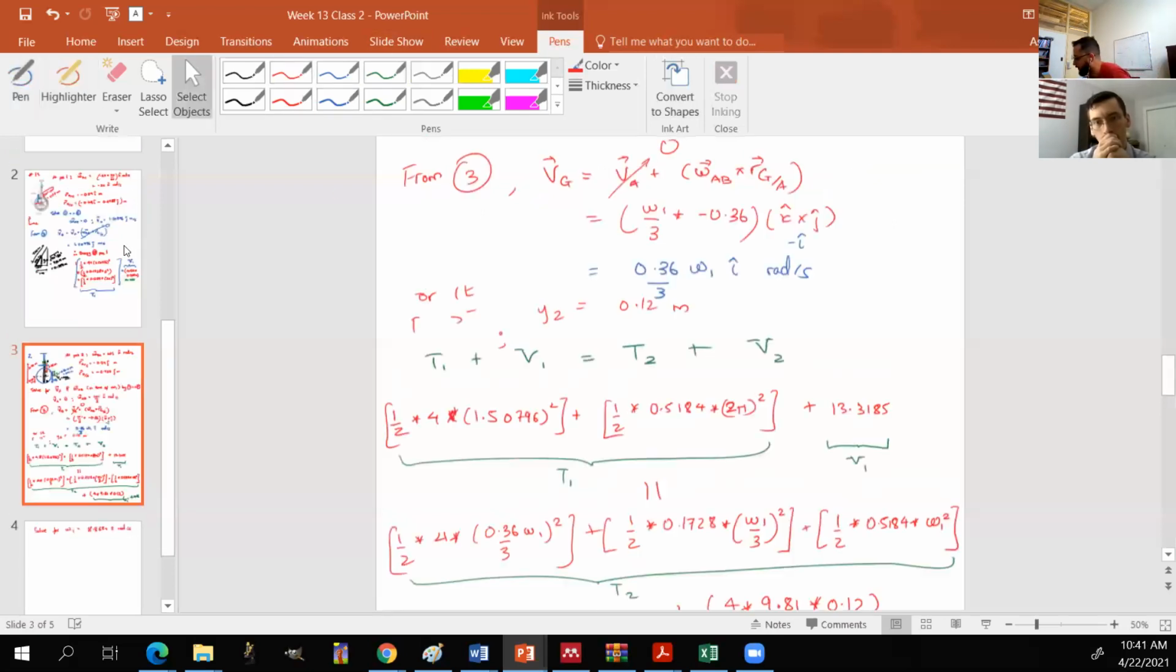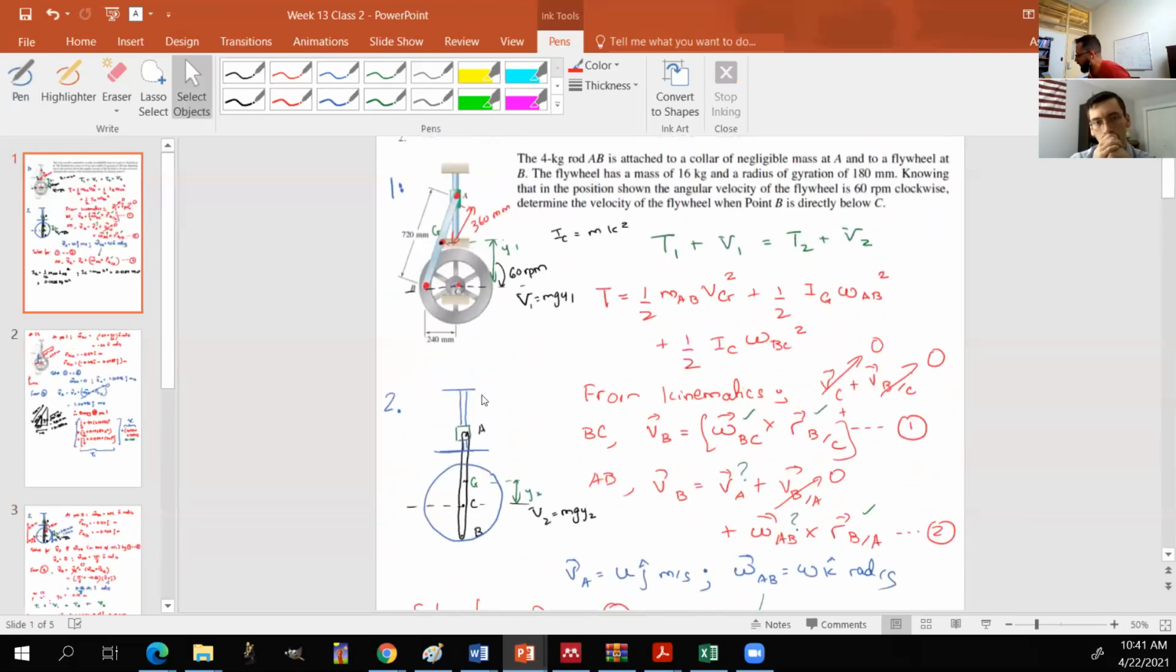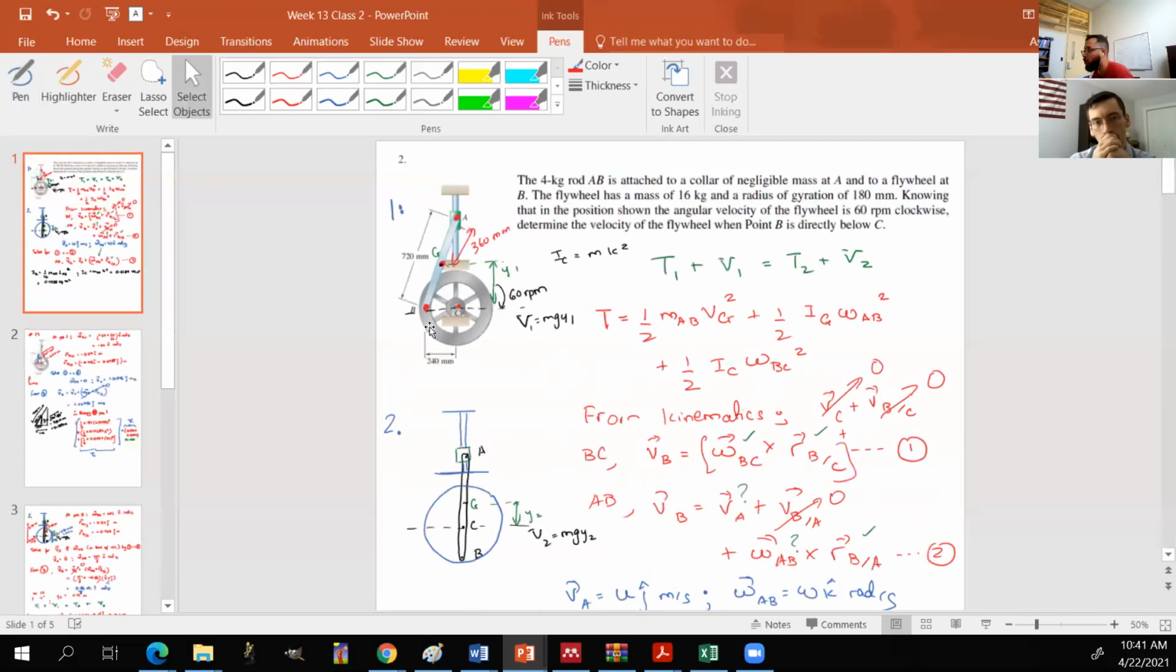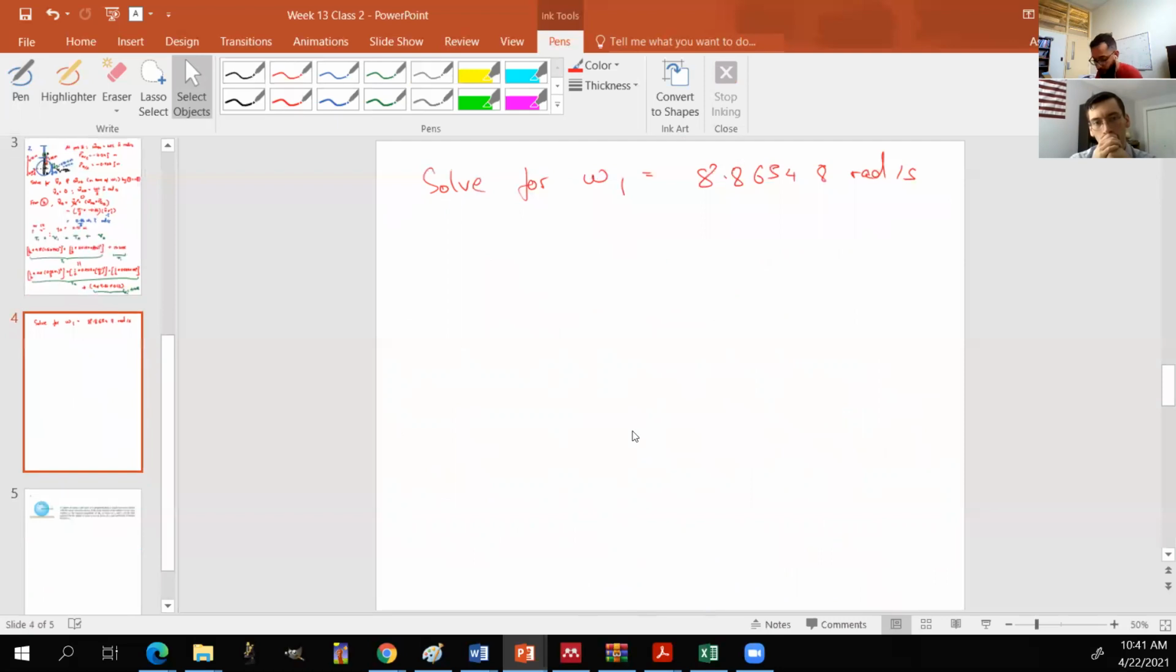So what you can assume is that because initially it's moving clockwise, when it gets to position 2, it's also in all likelihood going to be moving clockwise, right? So you can say that omega BC is just equal to minus 8.86865 k hat radians per second, right? I'm just simplifying this. The minus comes in because we're assuming with all the information that we're given that this is going to be clockwise.